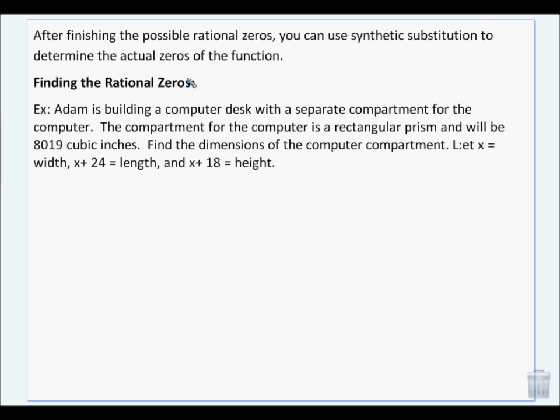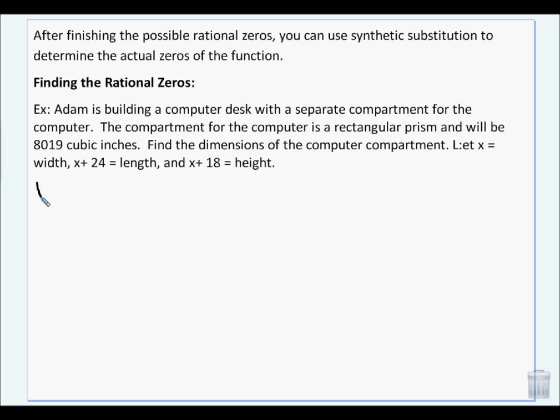Once we find the possible rational zeros, then we use synthetic substitution to figure out which ones are actual zeros. So here we have a word problem. Adam is building a computer desk with a separate compartment for the computer. The compartment for the computer is a rectangular prism, which is basically a cube except it's a rectangle, and it will be 8,019 cubic inches. So we need to find the dimensions of the computer compartment.